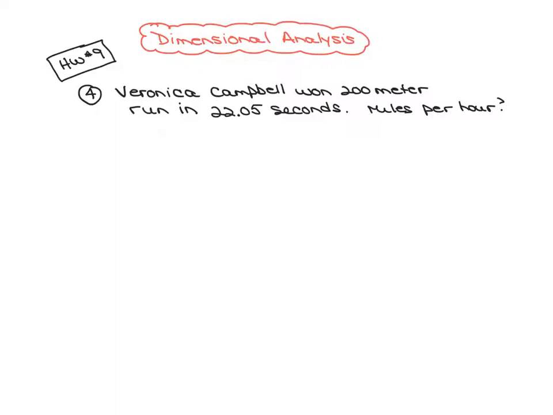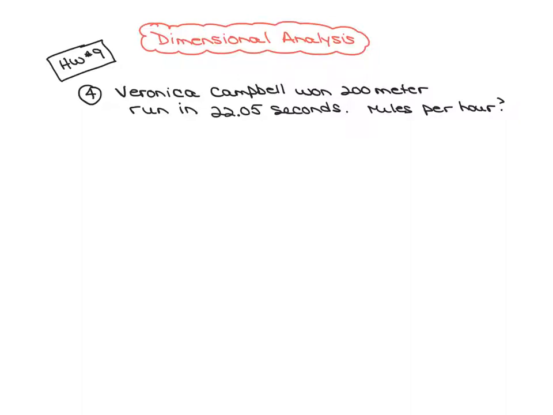This mini lesson is going to walk through an example of using dimensional analysis to solve a problem. This problem is number 4 from homework number 9. It features Veronica Campbell, who is a sprinter from Jamaica, and she won the 200-meter run, running it in 22.05 seconds. Now, the question is, I'm curious, what does that mean in miles per hour?